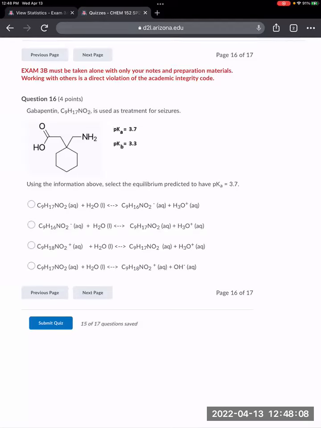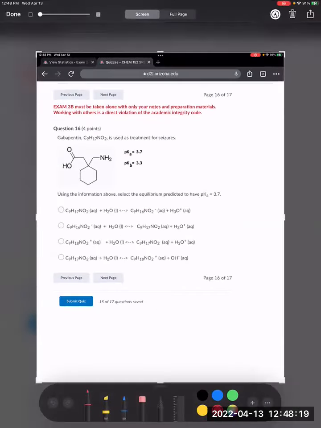Question number 16. You're given the pKa and it's the same question as before, but right now it's more direct because the question is referring to a pKa of 3.7. So pKa 3.7 must be due to this. We know that it's an acid, so when this reacts with water, it's going to lose the proton and establish this equilibrium: H3O plus and A minus. So we start with the neutral species.